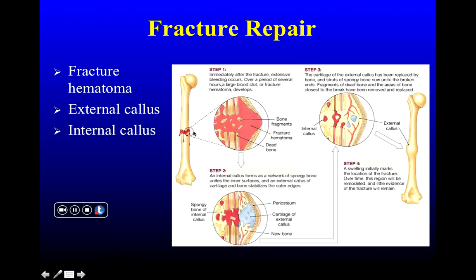Okay, so how do you repair a fracture? Well, you can imagine, right? When you break a bone, it's bloody. Very bloody, right? It's filled up with a blood hematoma, right? Fracture hematoma. What's going to happen to that blood? Well, it's going to be replaced by cartilage and bone, right? So you get an internal callus, like a swelling.